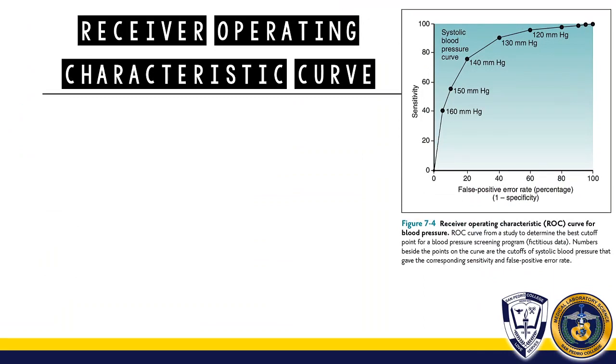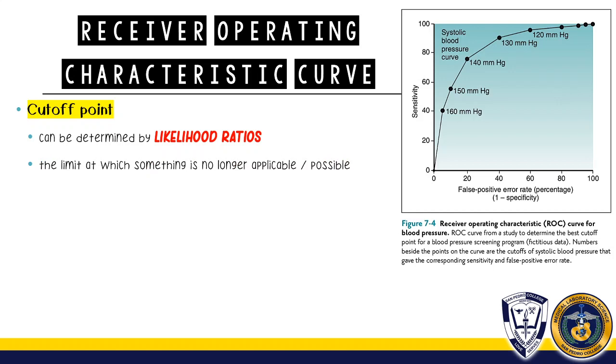So now we go to our next. We are done with the different measures of validity. So again, nato'y upat, false positive and false negative, sensitivity, specificity, predictive value, and your likelihood ratio. Now we proceed with this one, your receiver operating characteristic curve. Now, balik ta dito sa inyuhang cut-off point. Diba, na-mention man nato ang importance sa cut-off point. Cut-off point can actually be determined by computing your likelihood ratio. And when we say cut-off point, it is the limit at which something is no longer applicable or possible. So that is how we define cut-off point.